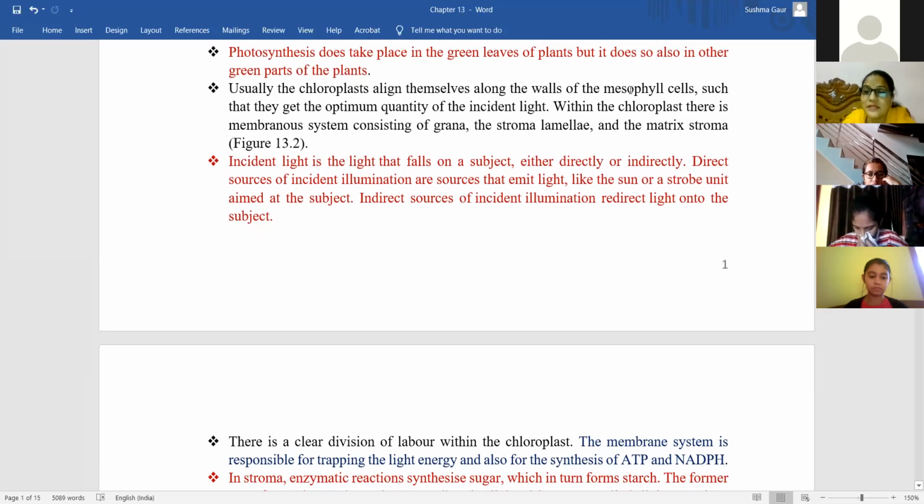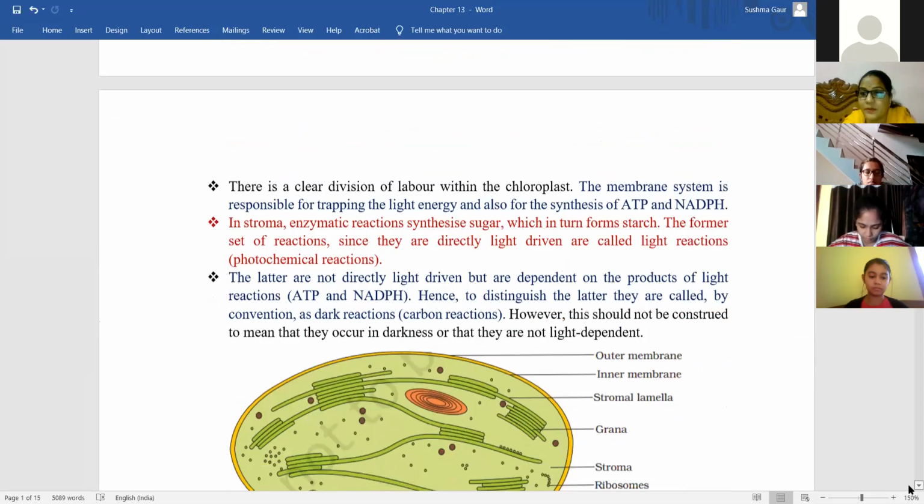So these chloroplasts align themselves along the walls of the mesophyll cells so that they get an optimum quantity of incident light. So what is incident light? Incident light is the light that falls on a subject, like chloroplast here, either directly or indirectly. So the light falling on the chloroplast directly or indirectly is known as incident light. Within the chloroplast, there is a membranous system consisting of grana, stroma lamellae, and the matrix. We have already studied the structure of chloroplast in one chapter, right?